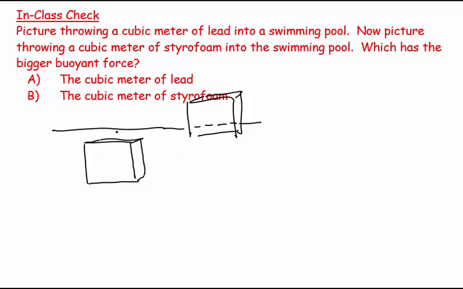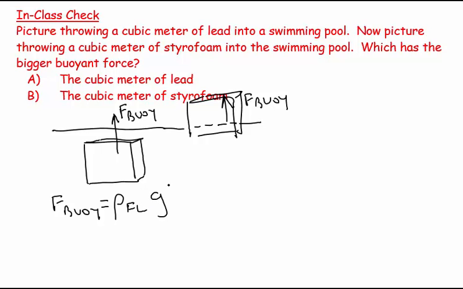The buoyant force, well, there's a buoyant force here. We'll call it F buoy, and there's also one here, F buoy, and in both cases the buoyant force is equal to the density of the fluid times g times the volume of the displaced fluid.